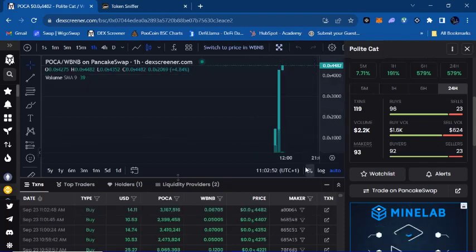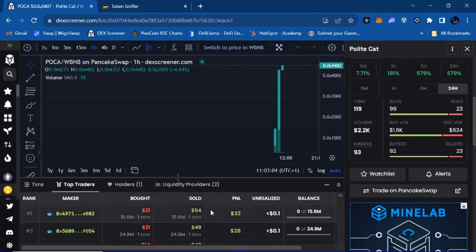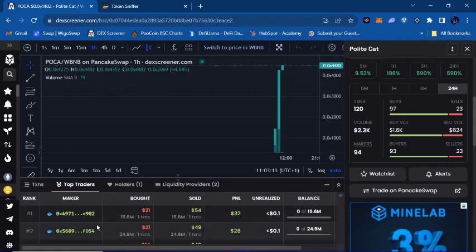All right. Now there are new features to Dex Screener which were recently added, and 3 of them are here: top traders, holders, and liquidity providers. If we come to top traders, what you see are the people who have made the most profit from this trading pair. As you can see, this wallet has so far made $32. The one below them, 28. You can see when they bought and when they sold.